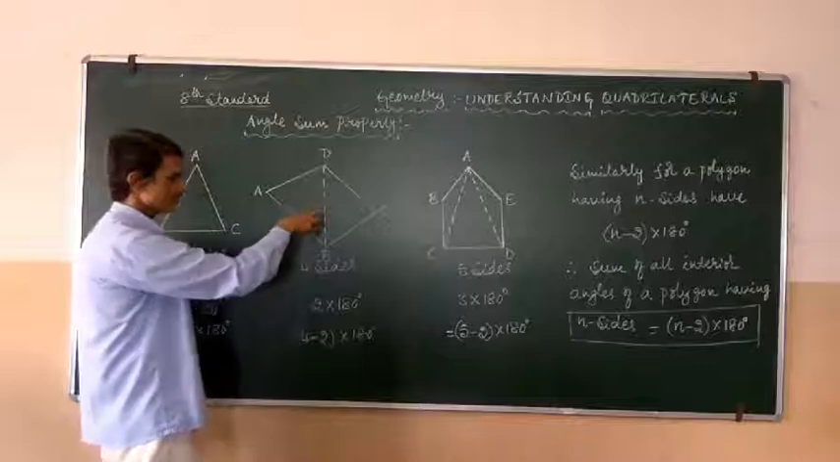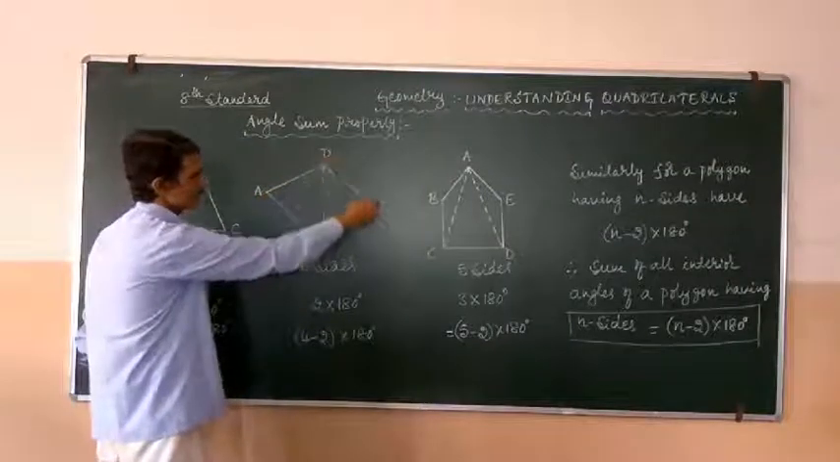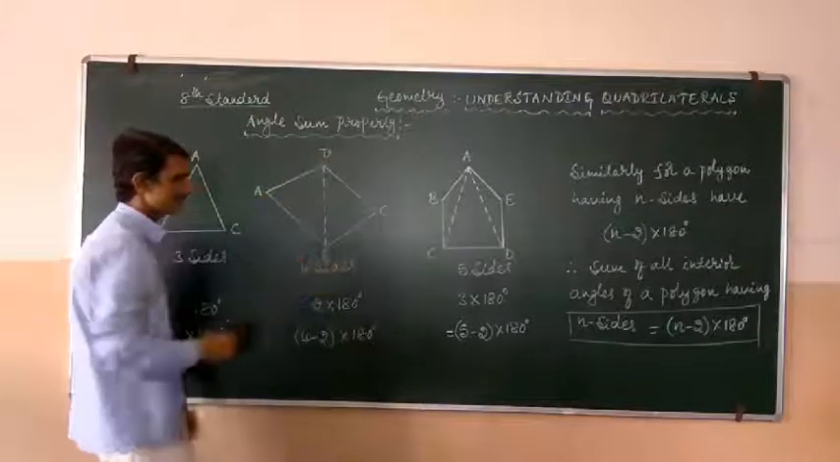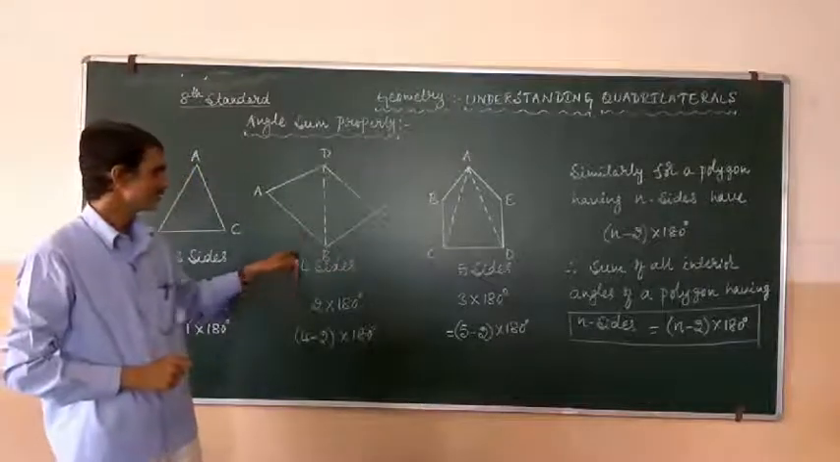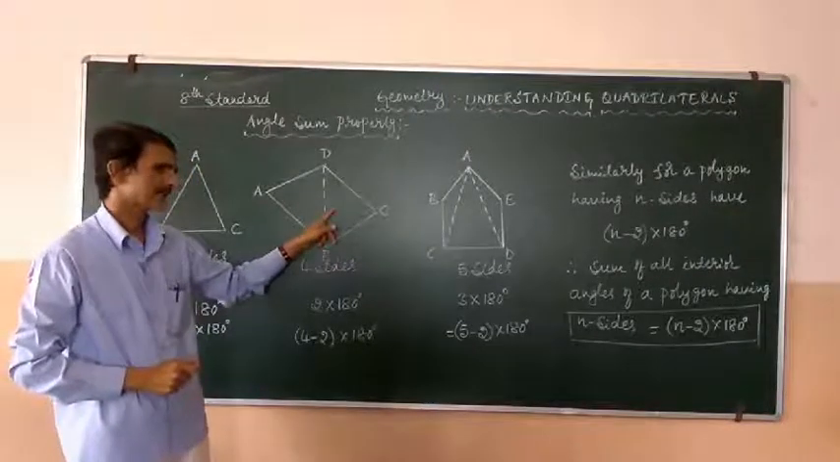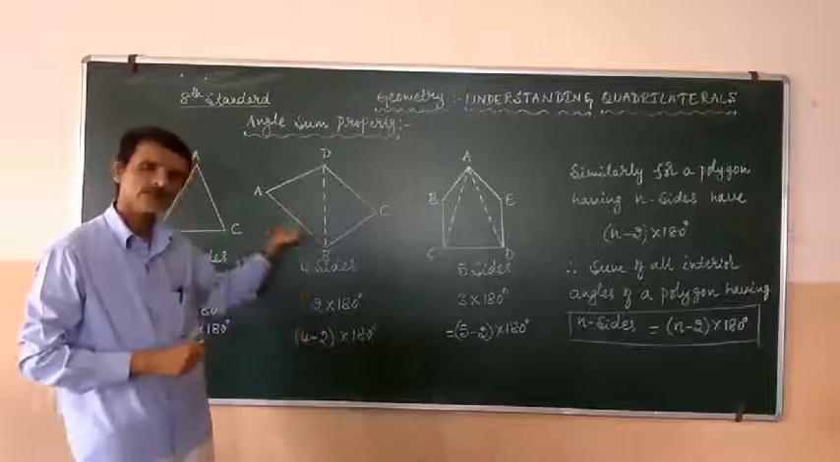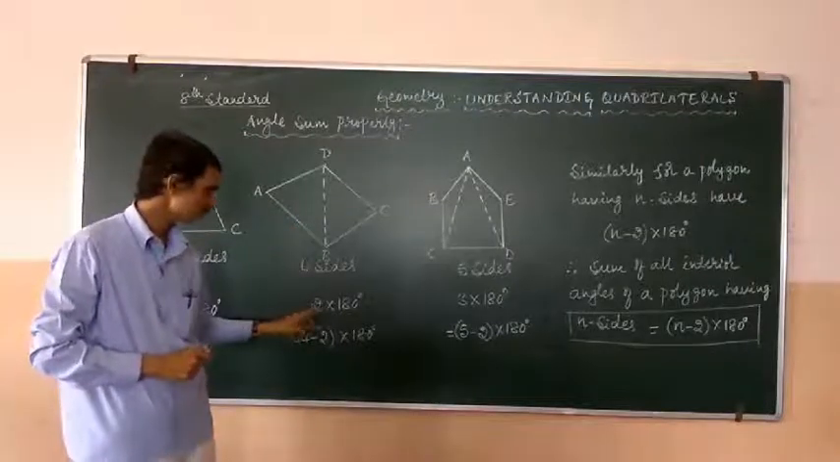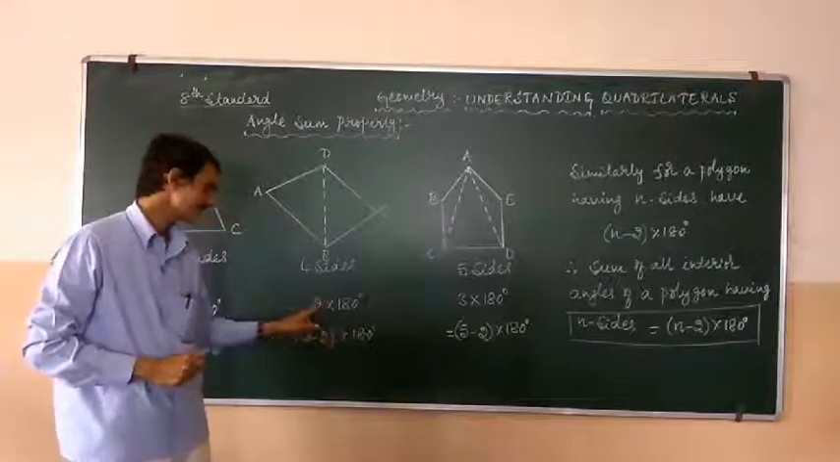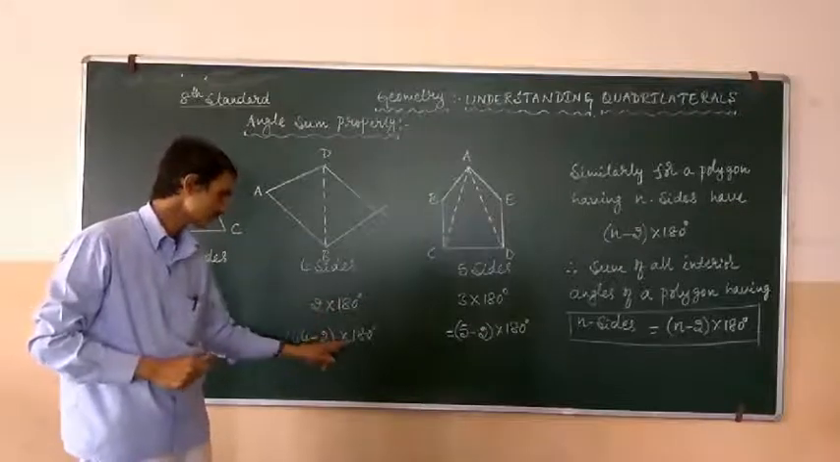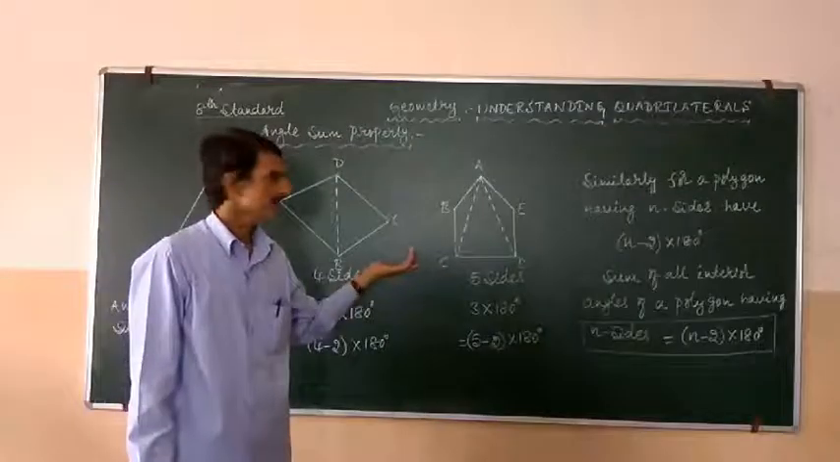Similarly, this quadrilateral has four sides, so that means it will be two triangles. Therefore, the sum of the interior angles must equal 2 into 180 degrees. So this can be written as 4 minus 2 into 180 degrees.